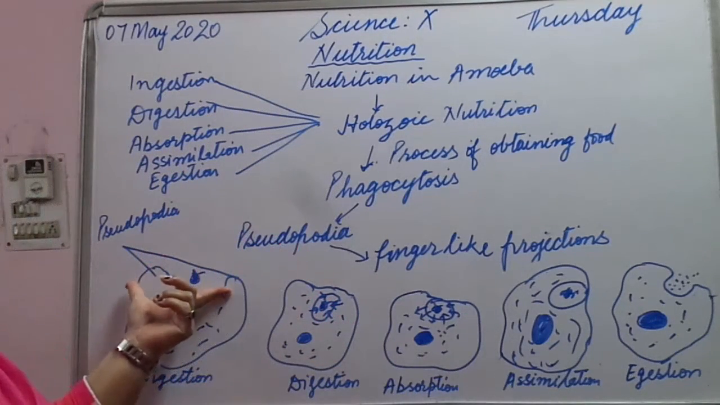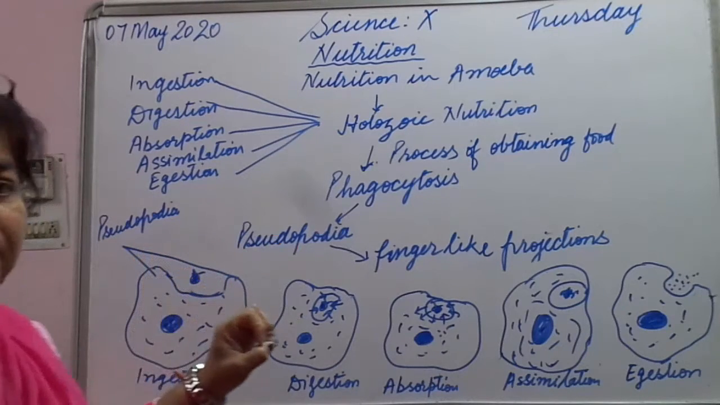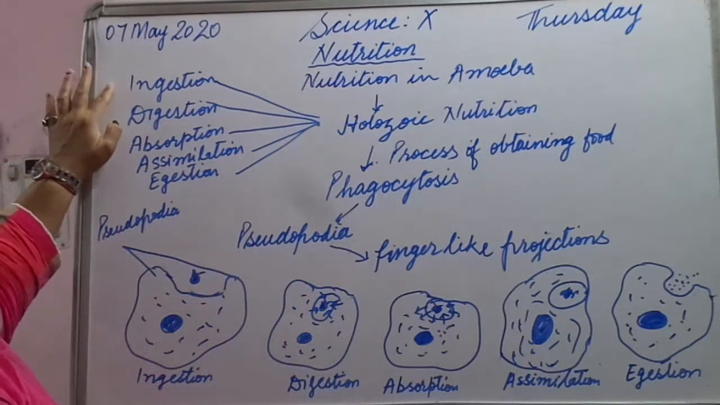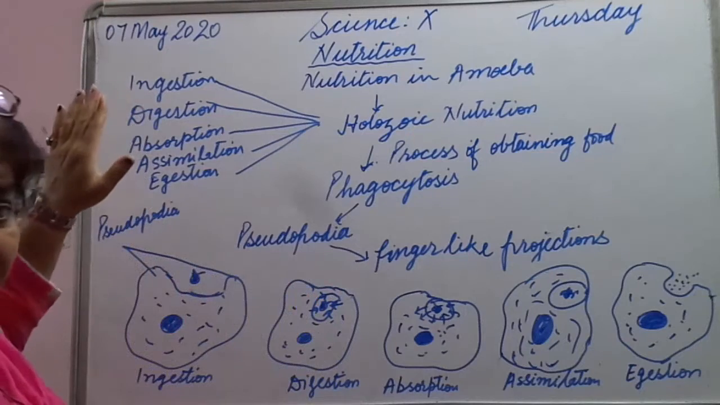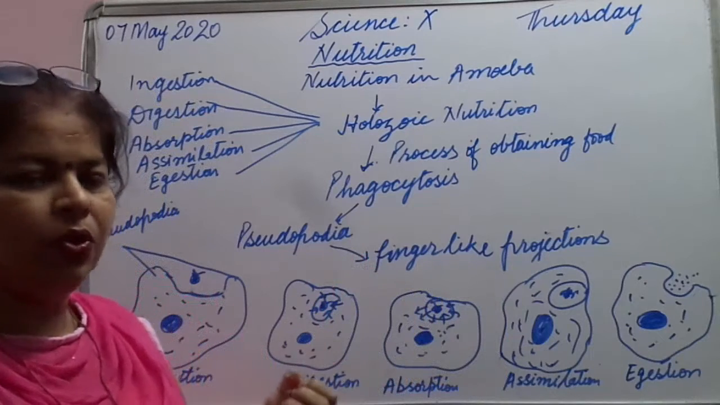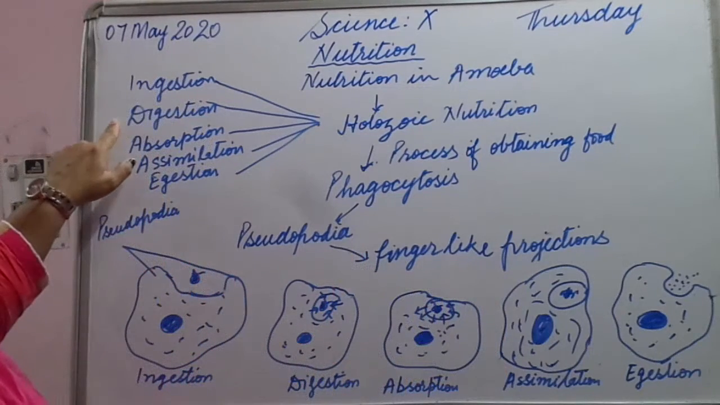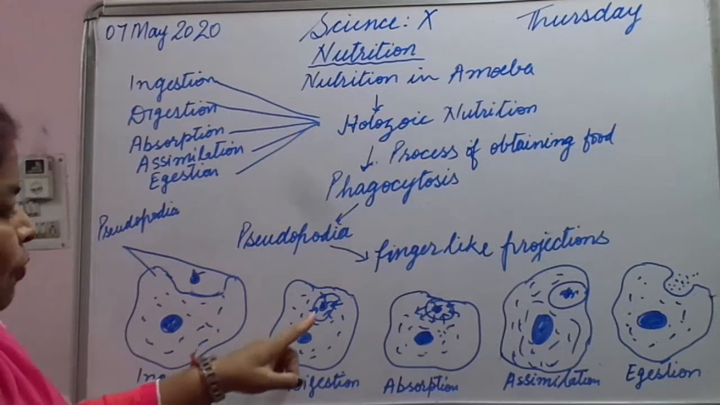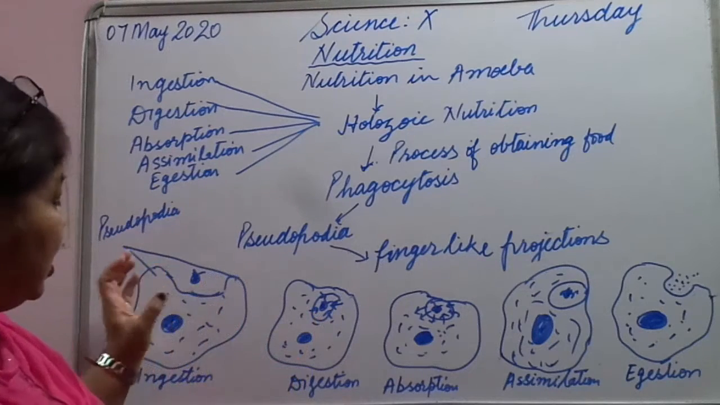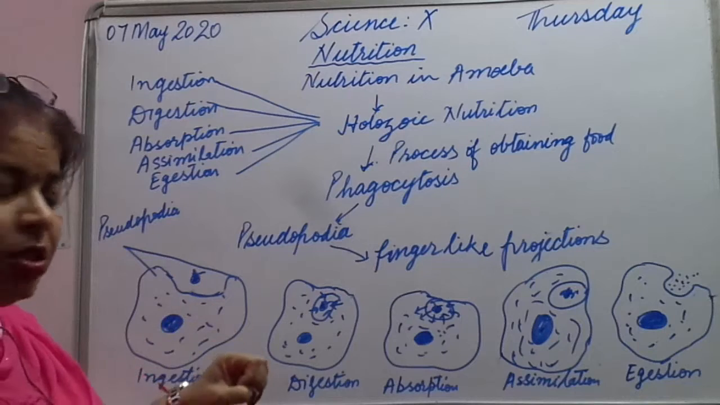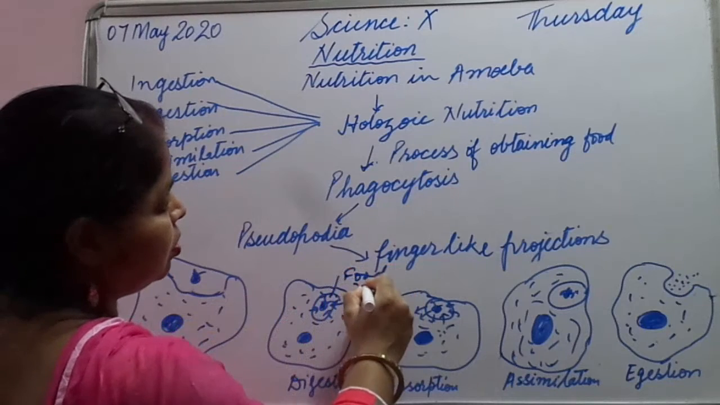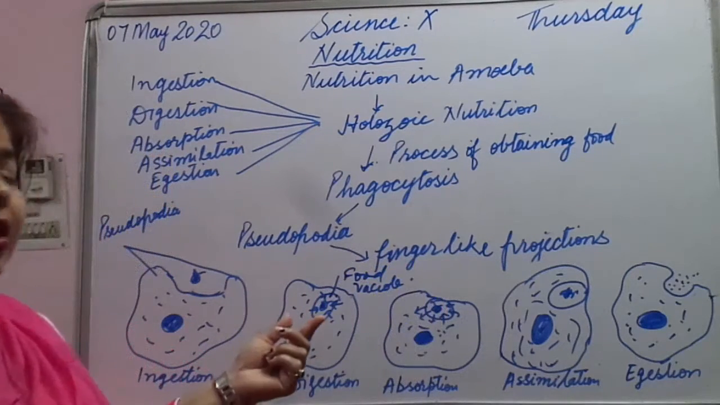Pseudopodia are formed and they keep on encircling the food particle. Ingestion is the process in which amoeba procures its food by taking it in. After that comes digestion. What happens in digestion? The food is taken in, and the pseudopodia completely capture it in the form of a food vacuole. This is called a food vacuole. The food is trapped.